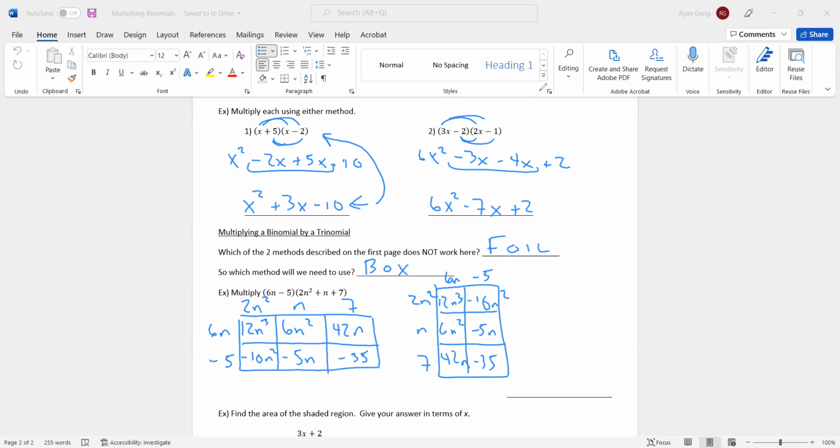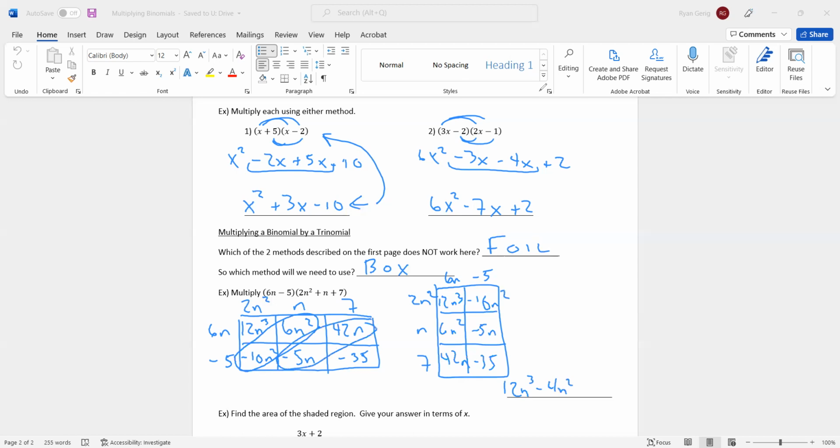I now need to combine like terms. N to the third, there's no other n to the third, so I can just write that on the line. 12n to the third. I have 2 n squareds. Remember how to do this. We're adding these, right? -10n squared plus 6n squared would be -4n squared. Exponent doesn't change now.